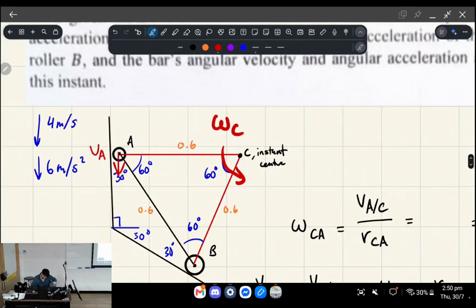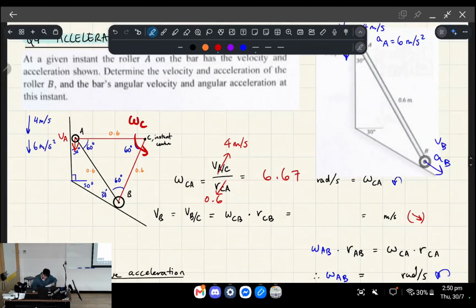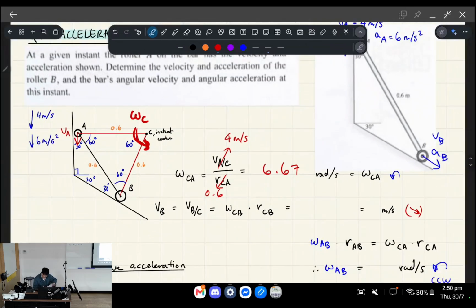That's VA, so we know what VA is, and C doesn't move. So when we say velocity of A relative to C, we're saying the velocity of A relative to something that's not moving, which is just the same as saying the velocity of A. So this is 4 meters per second, and then this is 0.6, the lever arm from here to here. Once we compute that, we get 6.67 radians per second, and we know this is going this way, so counterclockwise.